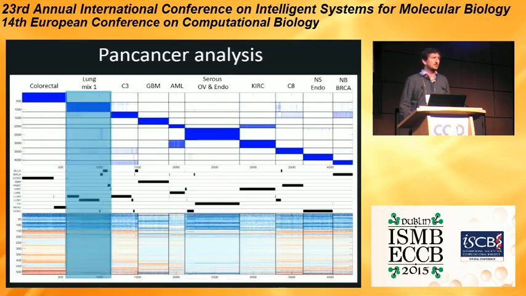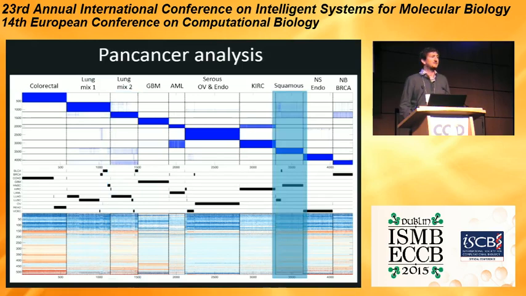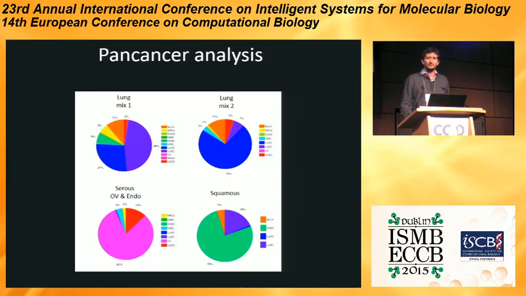There's also a mixed lung cluster. This cluster contains lung adenocarcinoma, lung squamous carcinoma, but also basal breast cancers and some head and neck squamous carcinoma. And there's also a second mixed lung cluster, which is richer in lung adenocarcinoma, but also contains other tumor types. And then finally, there's a squamous cluster, which contains squamous tumors from various tissues. So these are the 4 clusters that contain mixed tissues.